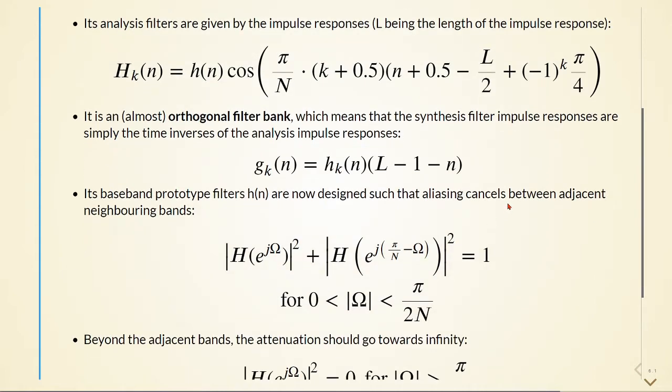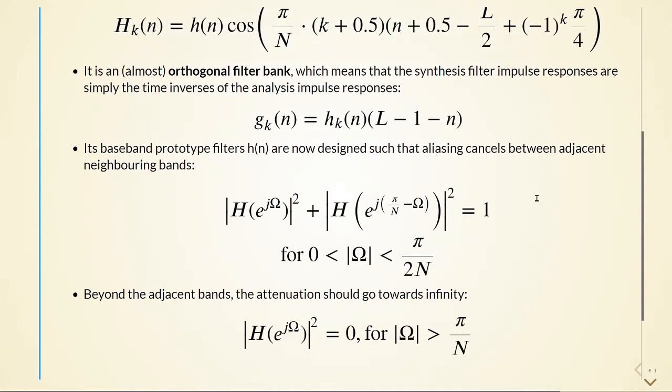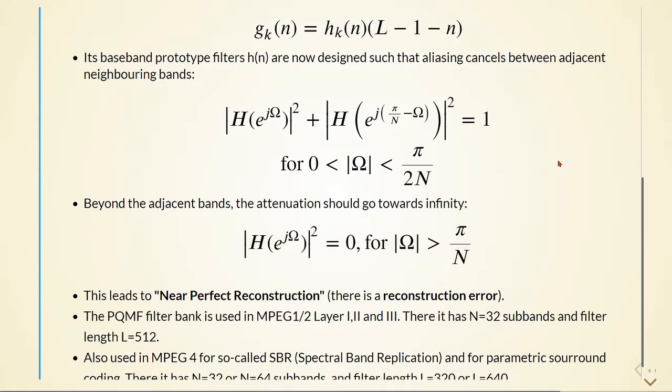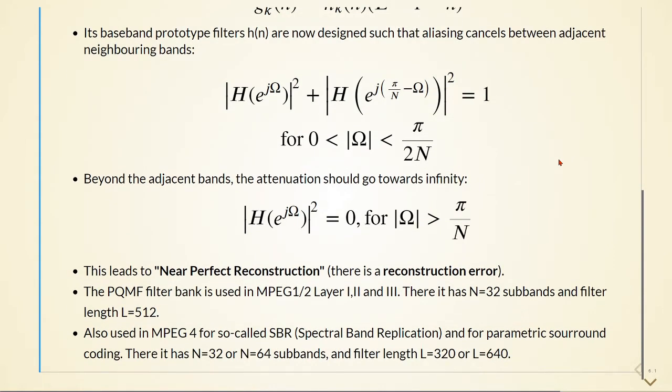Its baseband prototype filters are now designed such that the aliasing cancels between adjacent neighboring bands. So given these constraints, we design it so that aliasing cancels between adjacent neighboring bands, and beyond the adjacent bands the attenuation should go towards infinity. And this leads to near perfect reconstruction. So again, there is a reconstruction error.